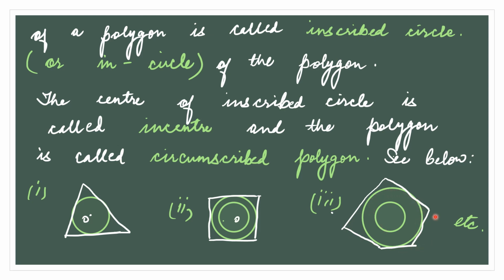See below, this is a circumscribed polygon because it is covering all the sides, it is covering the circle. This center is called the incenter. This is the inscribed circle or incircle. And this is the circumscribed polygon. Understood, children? This is the incenter, this is the incircle or inscribed circle, and this is the circumscribed polygon. I hope you understand.